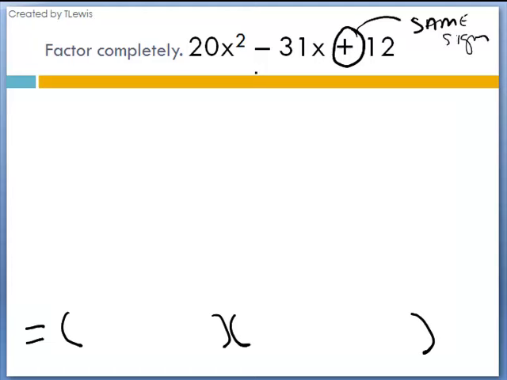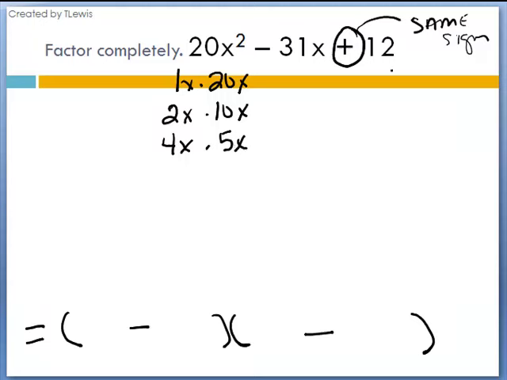Same what? We have to look to the left to determine if it's going to be two positives or two negatives. Well, we're going to have two negatives. Now, we want to list all the possible factors for the first term, for 20x squared. We have, of course, 1 and 20, or 1x and 20x, 2x and 10x. We have 4x and 5x. Those are all the factors for 20.